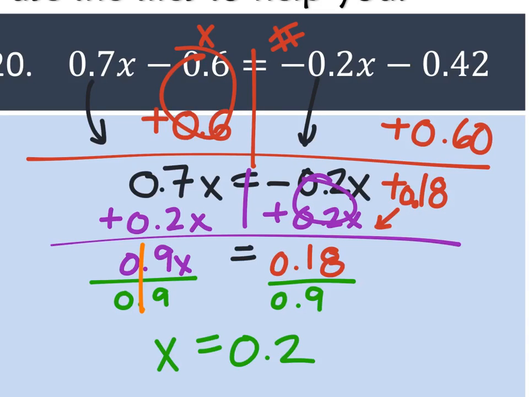0.2 on that one. But let's check, right? So I got 0.7 times 0.2, and I'm not good enough with decimals to do it in my head, or at least it's too early to do it. And push enter, I get negative 0.46 on my calculator. Let's do the right side, negative 0.2x, but now x is 0.2, so times 0.2 minus 0.42 equals negative 0.46. So that checks off. It still gives us a true statement.